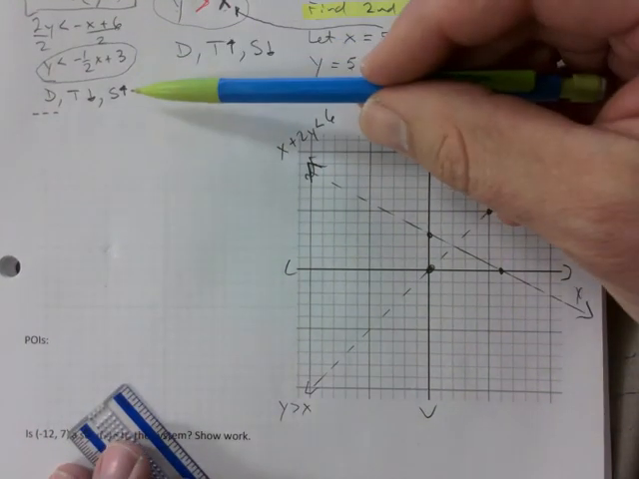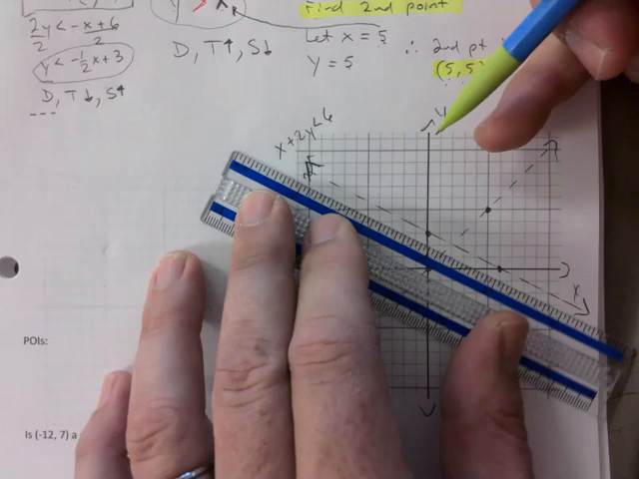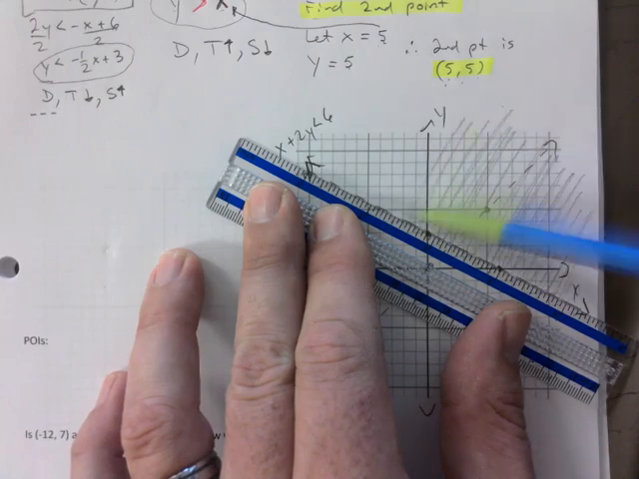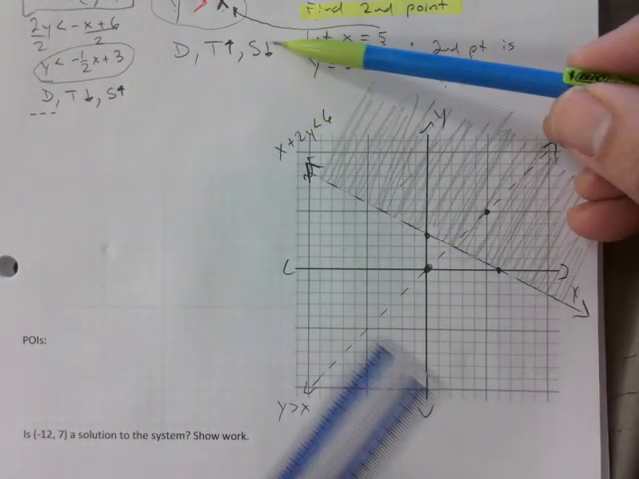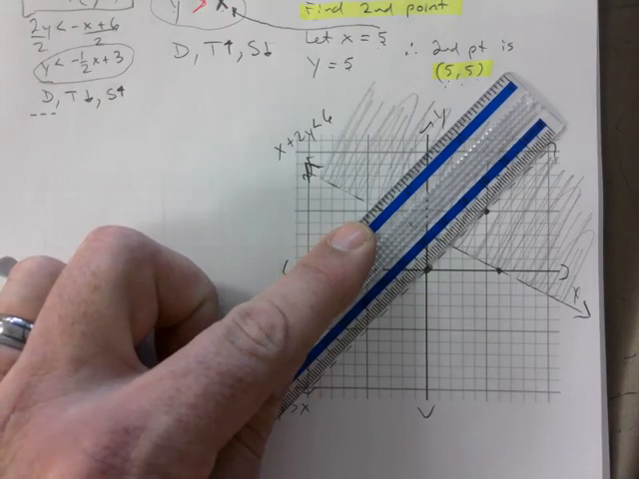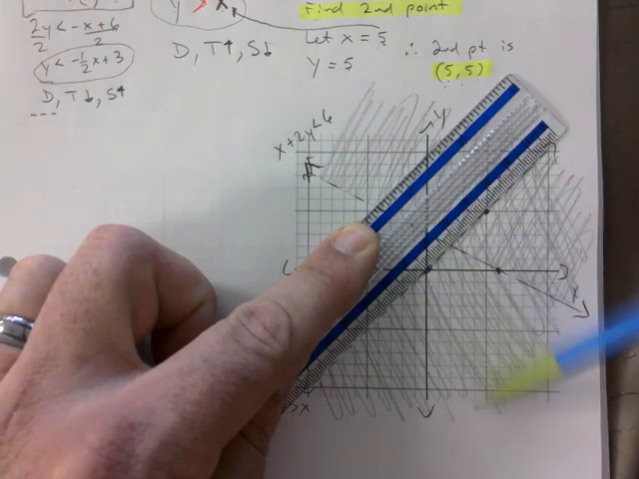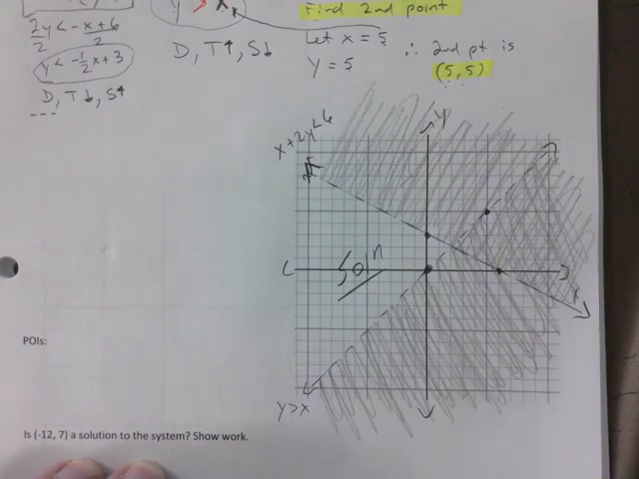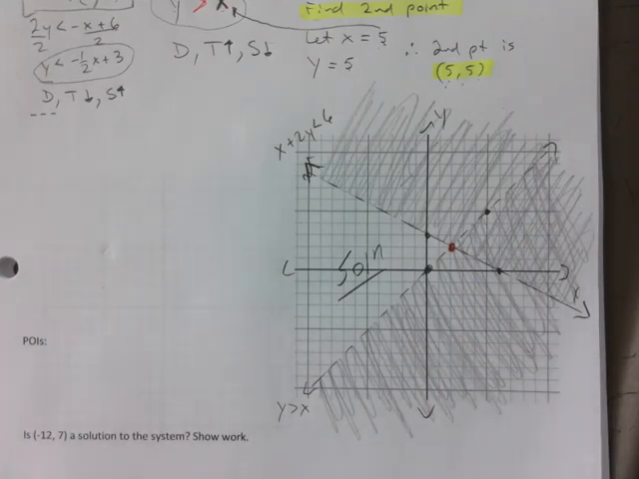So we're shading above that. What happened here? This doesn't look like a dashed line. Okay. Above this line, so we're shading there. And we're shading below this one. This is my solution region. And my corner point is right here, which I'm going to find using my calculator.